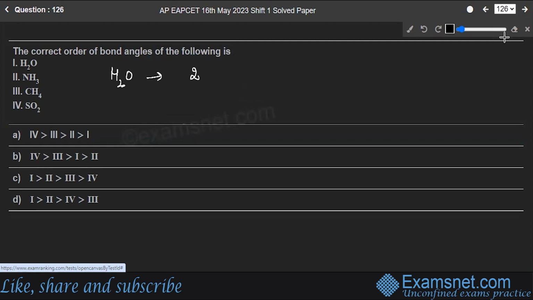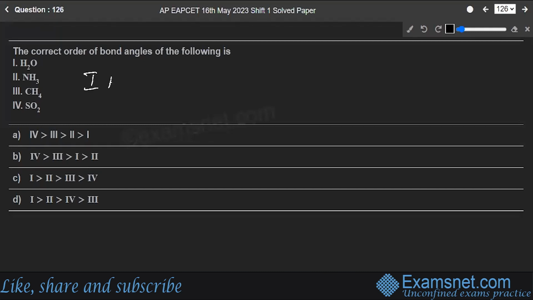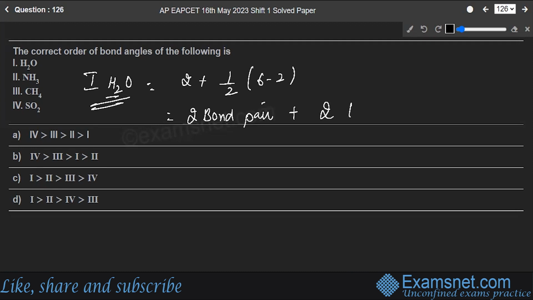So water is having 2 into 1. First of all, let's pick up water. So you have this as 2 into 1 by 2, 6 minus 2. That means here you have 2 bond pairs and 2 lone pairs, right? So that means the shape is bent and the angle will be 104.5 degrees.